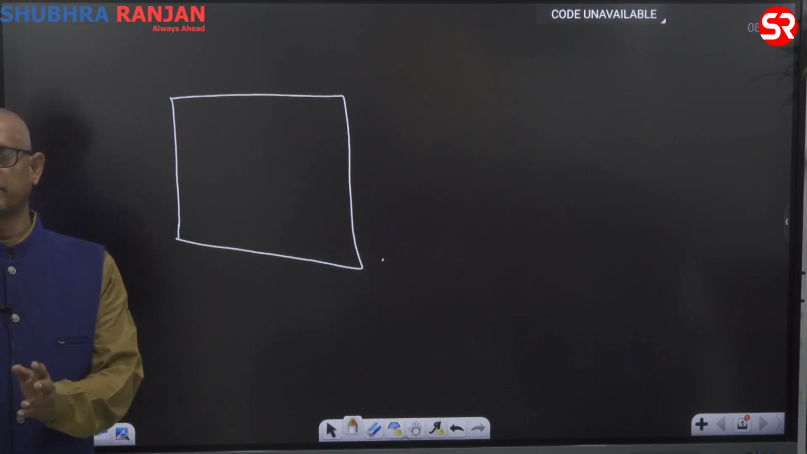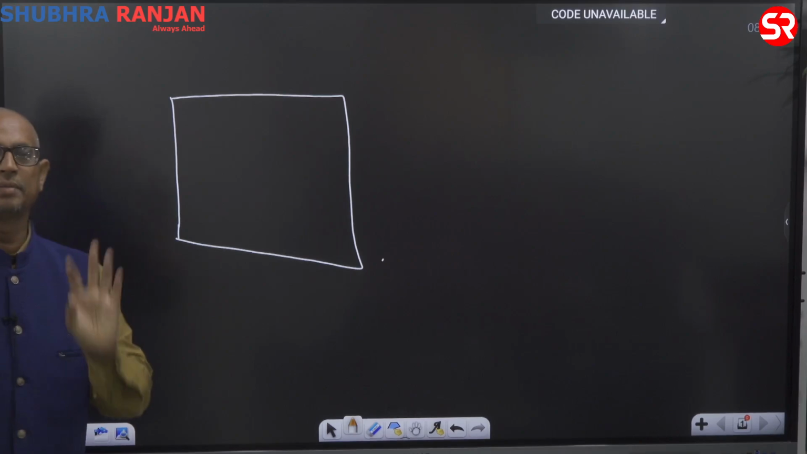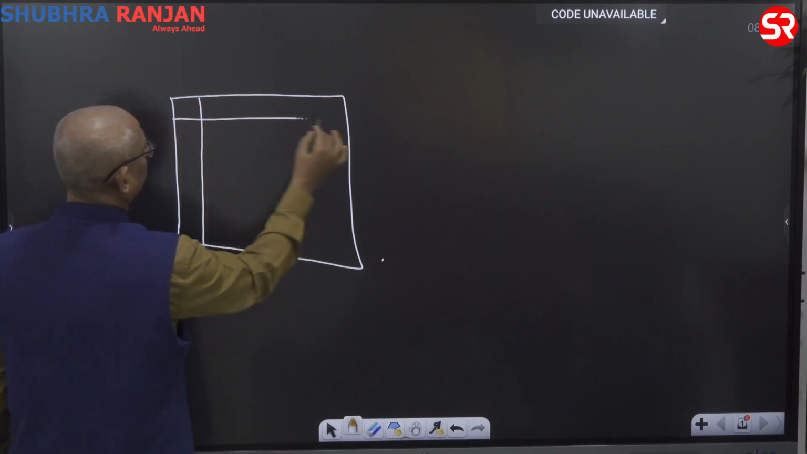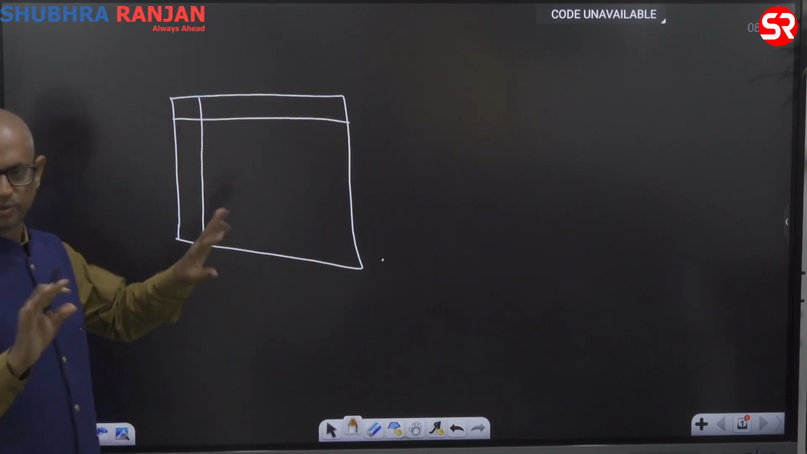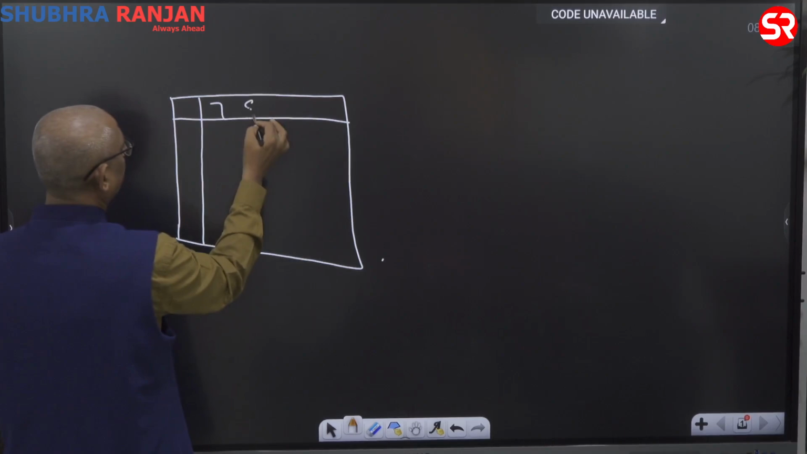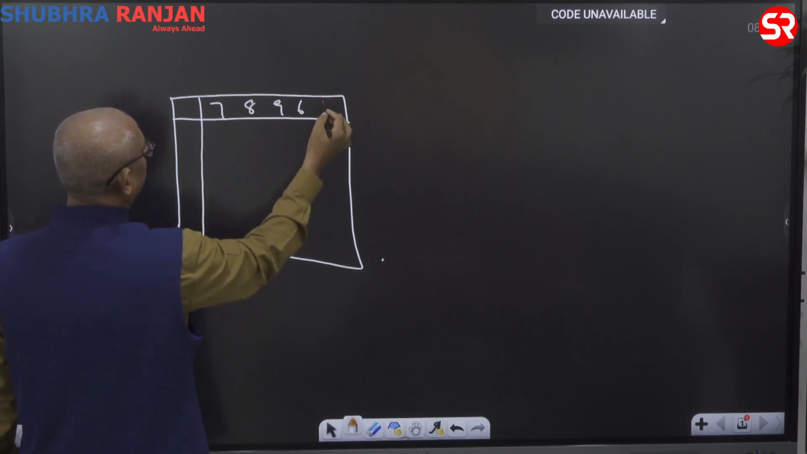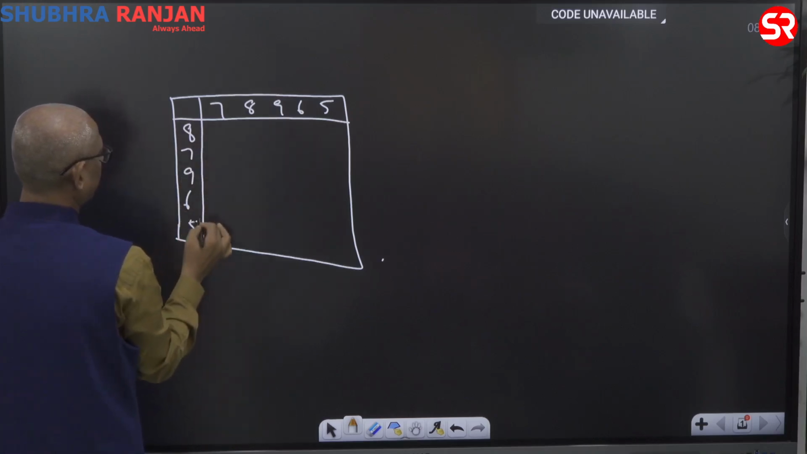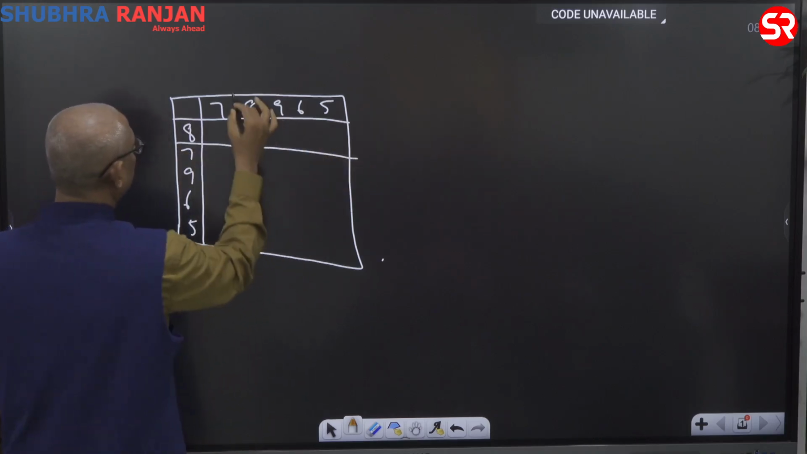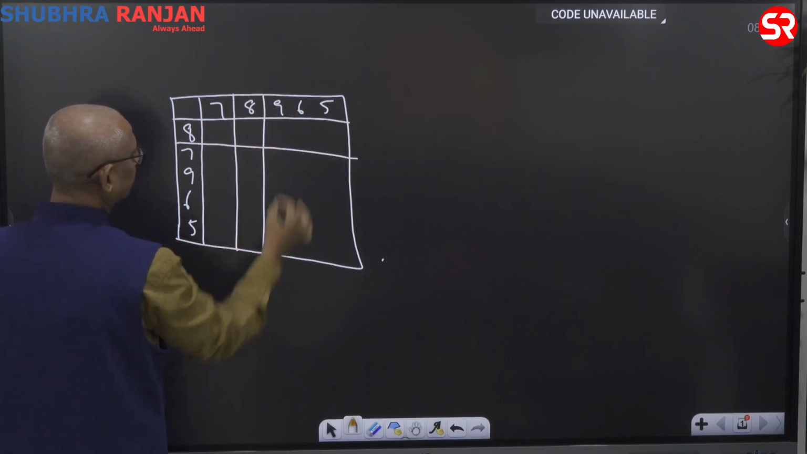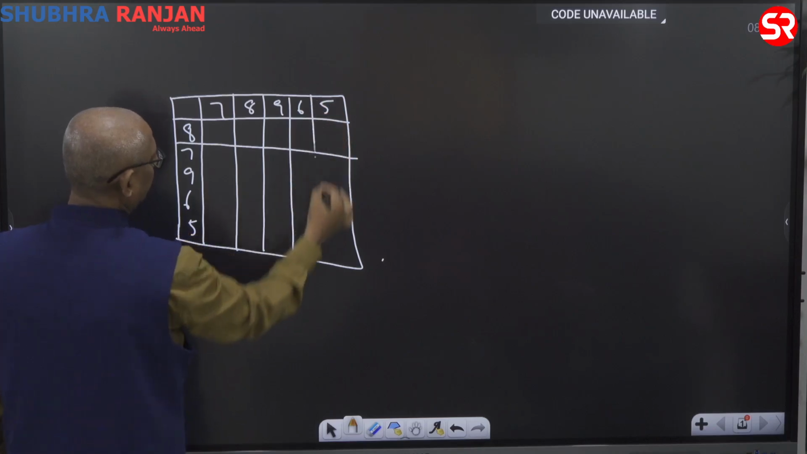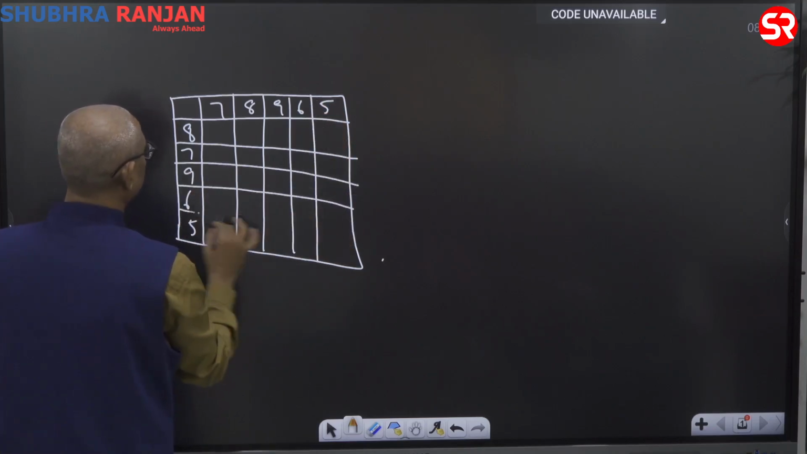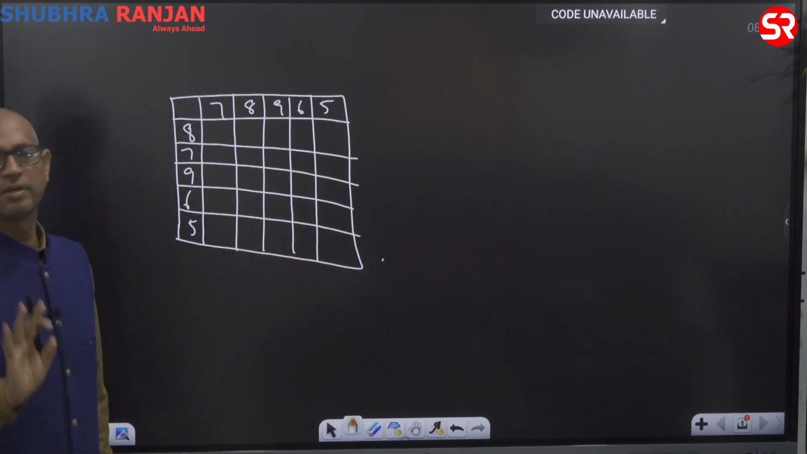Just to cross check you, just take random numbers, whatever it may be. For example, I am checking only up to 10. 7, 8, 9, 6, 5. And here also random numbers, 8, 7, 9, 6, 5. This table has to be completed within a minute. This is the first basic hurdle you have to complete. Within a minute you have to complete this one.